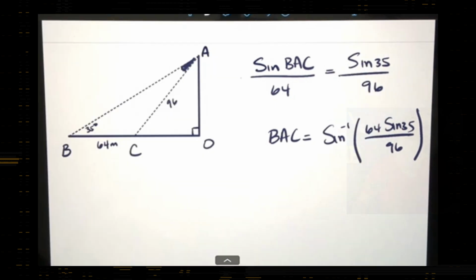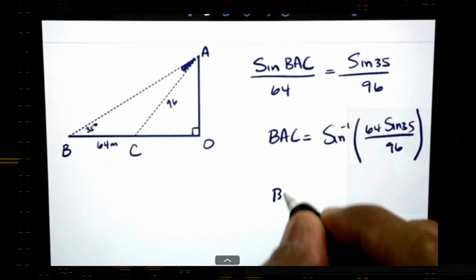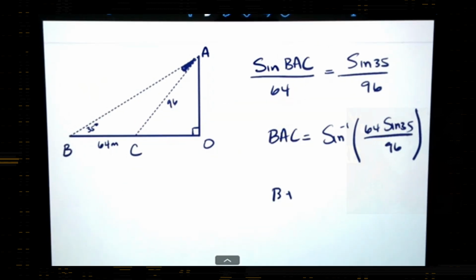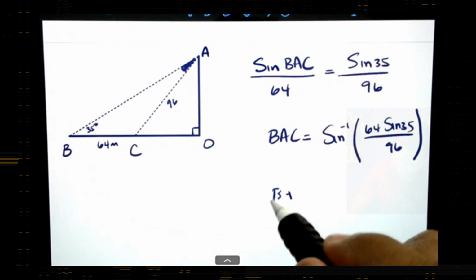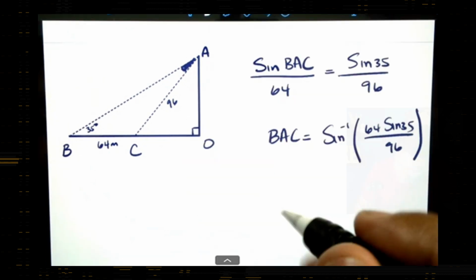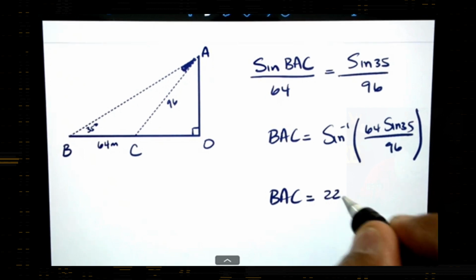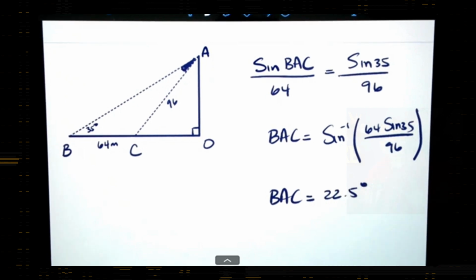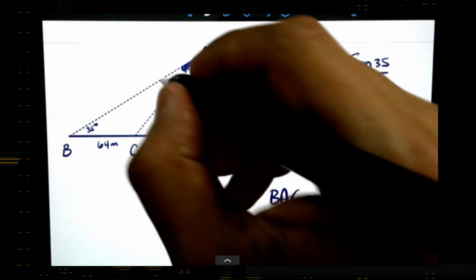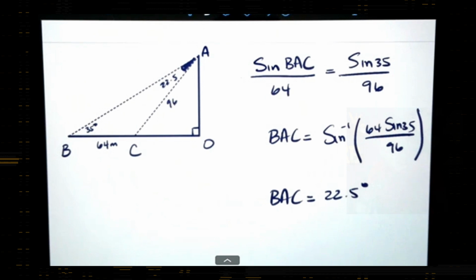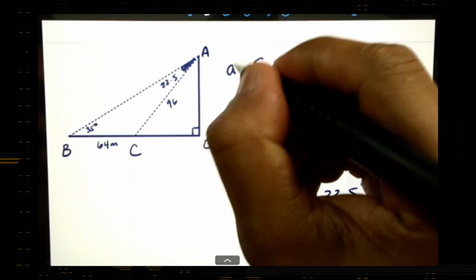So the angle BAC is 22.5 degrees. Okay, so I already found the angle BAC, 22.5 degrees. This was question A. Let's go to question B.